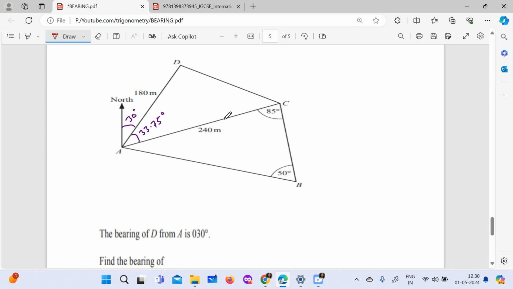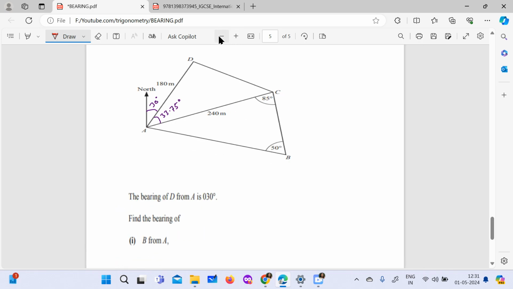Yeah, so this is not a complete question, but I have only taken the bearing parts from that. So this is the diagram given, and the bearing of D from A is 030, which is mentioned here. Find the bearing of B from A. Okay, it means you have to calculate this whole thing. So already this is given, and this is not given. So how can we find this angle CAB?